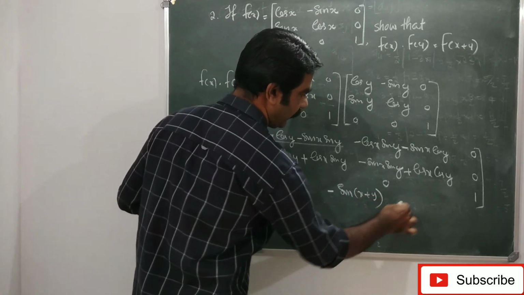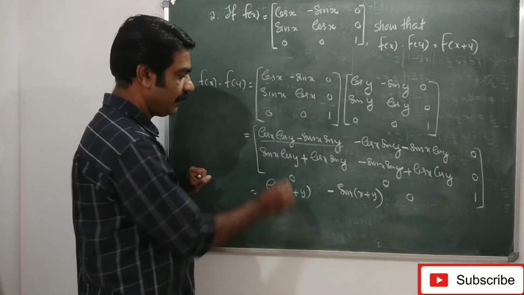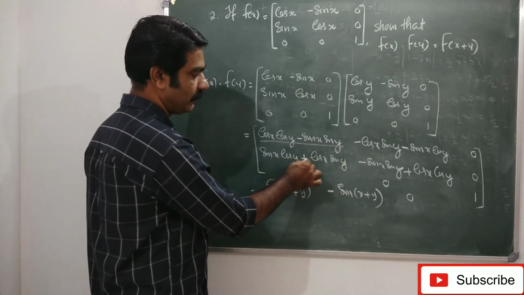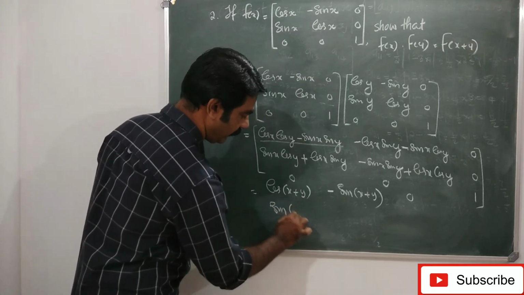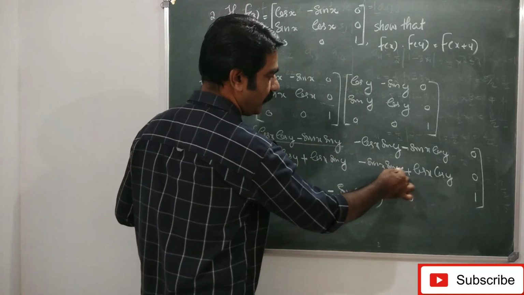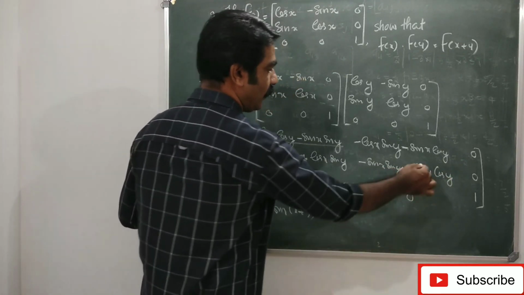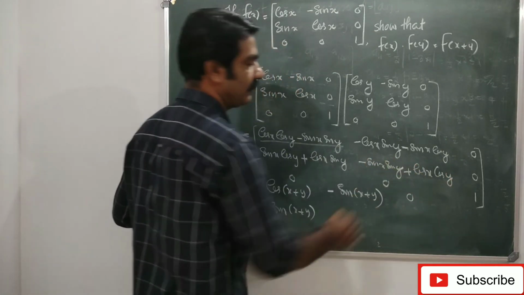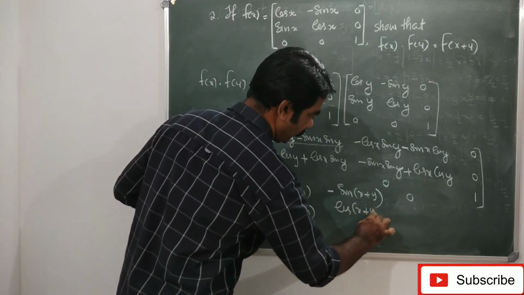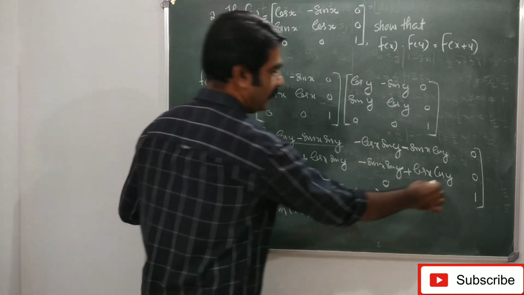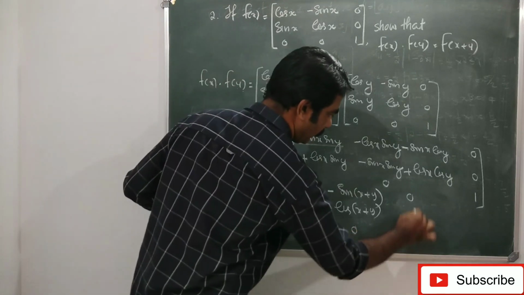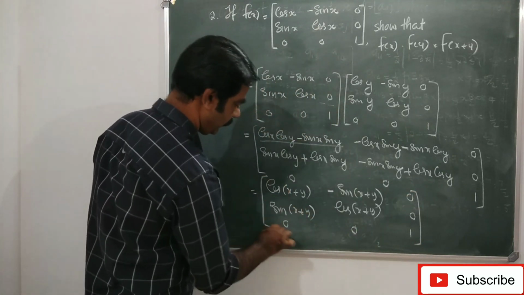Sin x plus y. And the third element is 0. Here sin x cos y plus cos x sin y, what is it? It is also sin of x plus y. Here, minus sin x sin y plus cos x cos y, that means cos x cos y minus sin x sin y, that's equal to cos of x plus y. Then the last element is 0. Here 0, 0, 1. Okay, the answer we got.